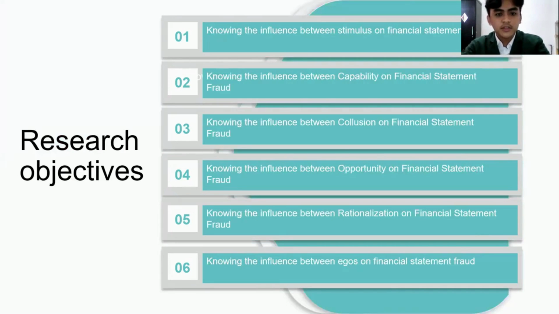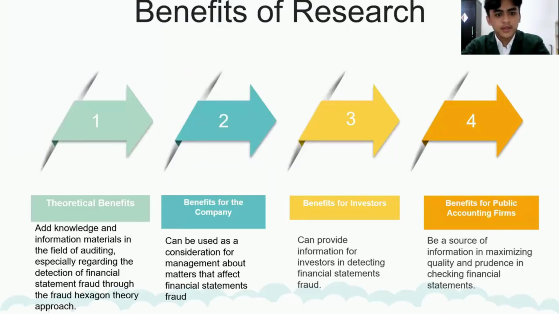My research objective is knowing the influence of my variables, such as stimulus, capability, collusion, opportunity, rationalization, and ego, on financial statement fraud. These are the benefits of my research. The theoretical benefit is to add knowledge and information materials in the field of auditing, especially regarding the detection of financial statement fraud through the fraud hexagon theory approach.